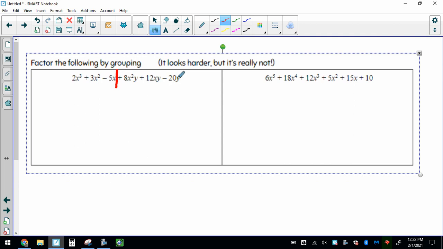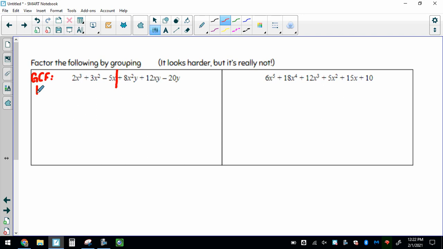And from here, we're still going to factor out the GCF. So the GCF here, 2, 3, and 5. Well, that's just 1. And then I have 3 x's, 2 x's, and 1 x. So the smallest number of x's in anything is just the 1. So we're going to divide everything here by 1x.